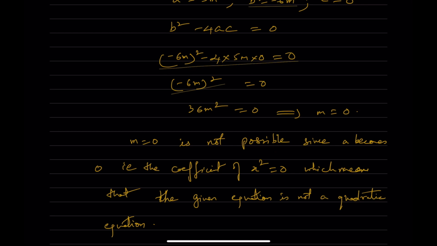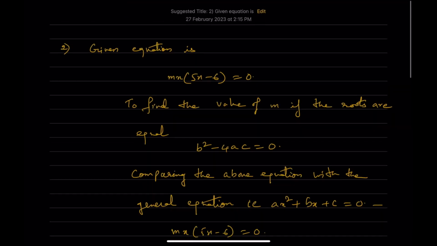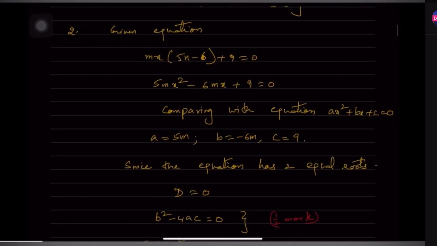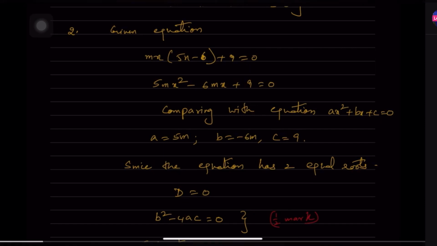So a is equal to 0 means it's not a quadratic equation, a should not be equal to 0. So that is why we'll do even the problem by taking here mx(5x - 6) + 9 = 0 and see what is the answer we get. So I am doing that. Given equation is mx(5x - 6) + 9 is equal to 0. So 5m into x square minus 6mx plus 9 is equal to 0. Comparing with equation ax square plus bx plus c equal to 0, a is equal to 5m, b is equal to minus 6m, c is equal to 9.